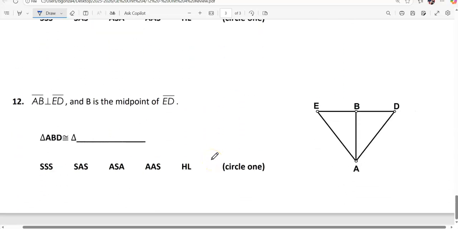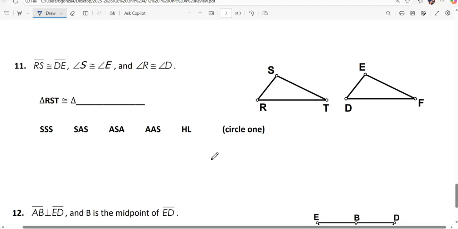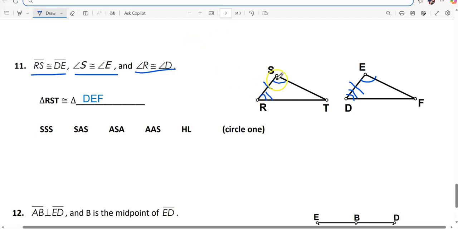One last one. Sorry, two last ones. 11, RS is congruent to DE. So RS tick, DE tick. Angle S and angle E. So arc on an S, arc on the E. Angle R and angle D. Arc on the R, arc on the D. So RST matches R to the S to the T, D to the E to the F. And then we know that these three things on this picture, arc, tick mark, arc, is angle, side, angle.